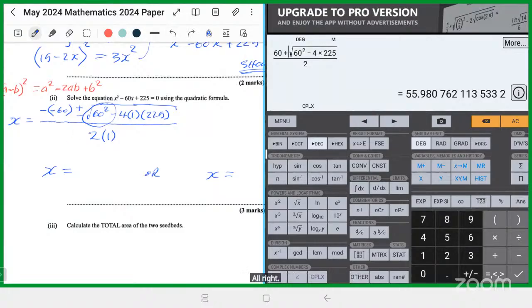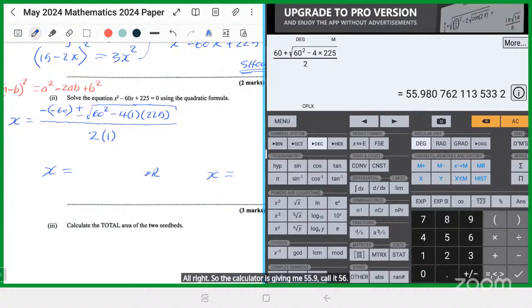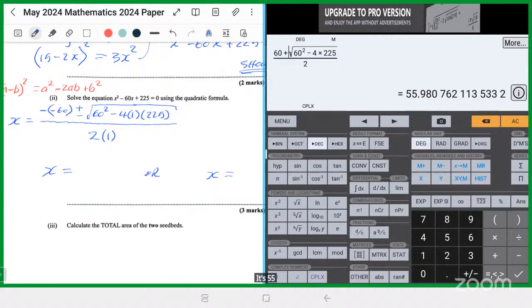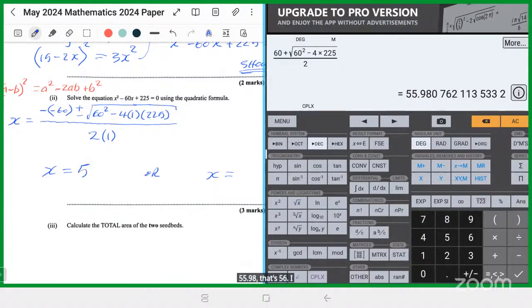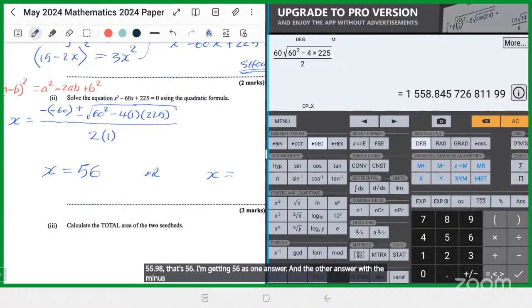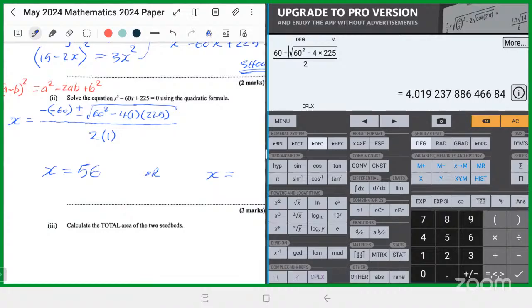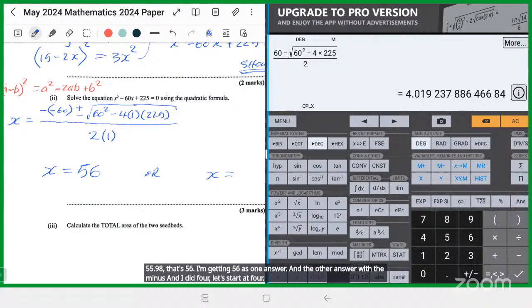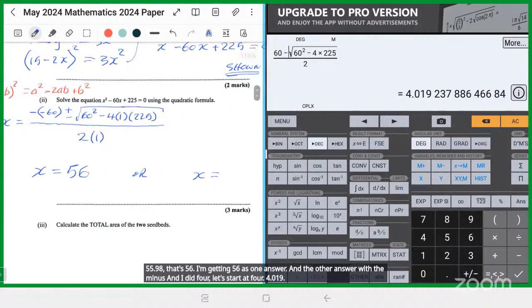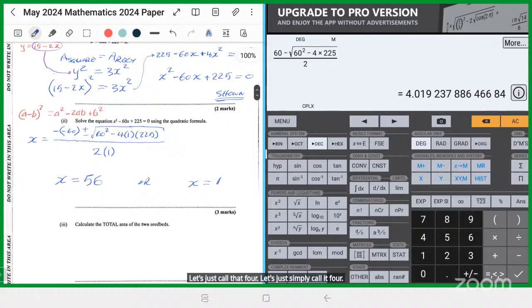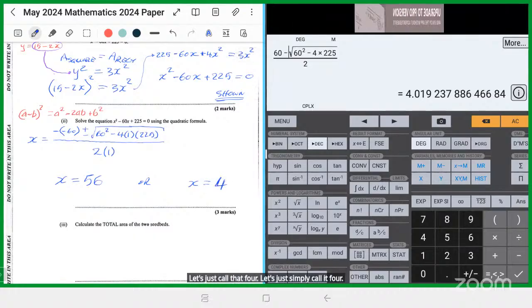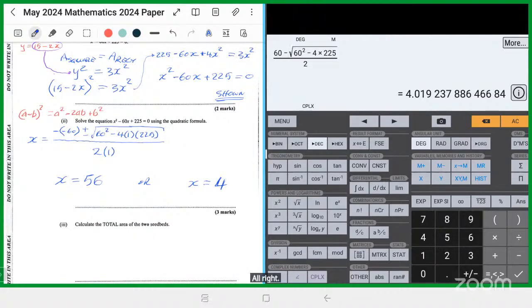All right, so let me erase this. The calculation is giving me 55.98, that's 56. I'm getting 56 as one answer. And the other answer with the minus, I'm getting 4.019. Let's just simply call it 4. Remember, these are distances in meters.